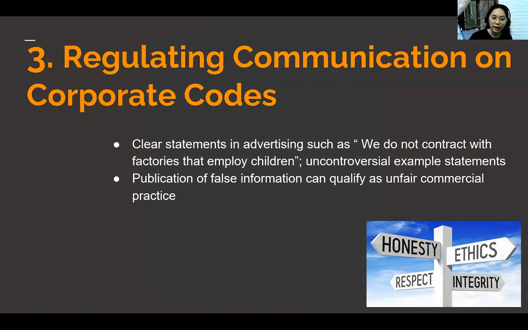All right, the third one is the regulating communication and corporate codes. This is with regards to statements in advertising, such as "we do not contract with factories that employ children." Those are examples of uncontroversial statements that, if afterwards investigated and found out to be false, or there is a relationship between the claims and the actual process, will fall under this code. The publication of false information will be viewed as unfair commercial practice.